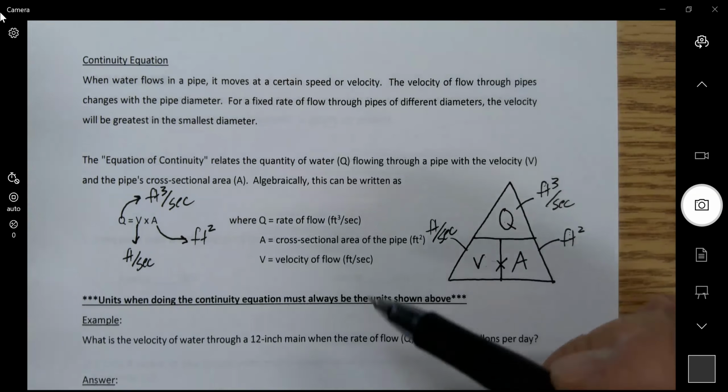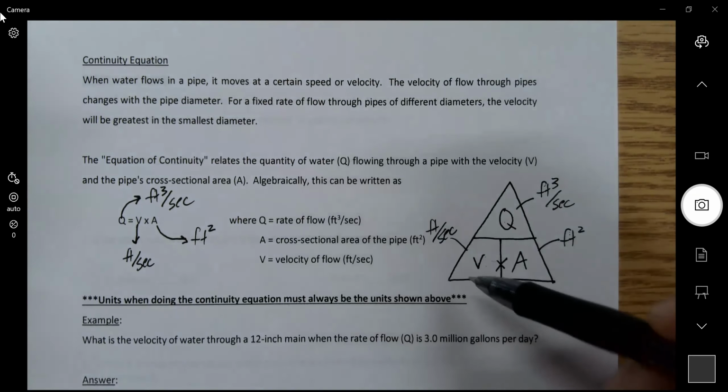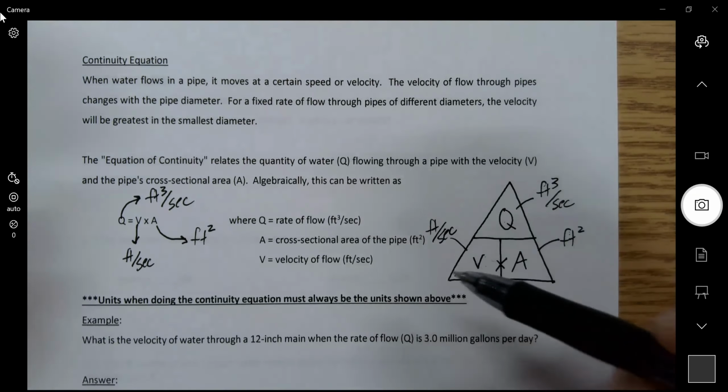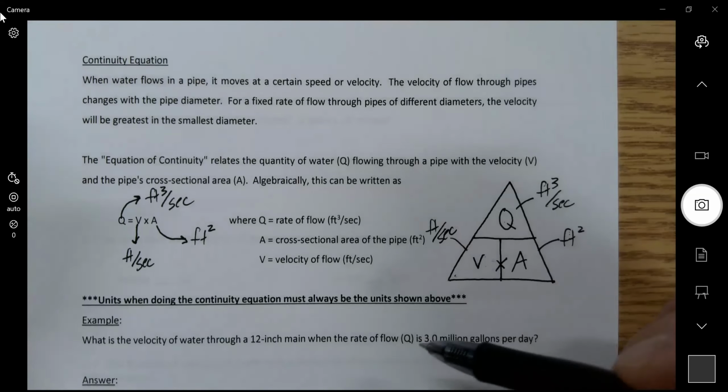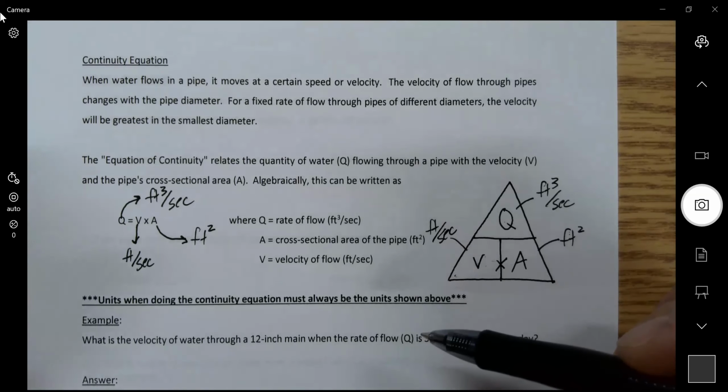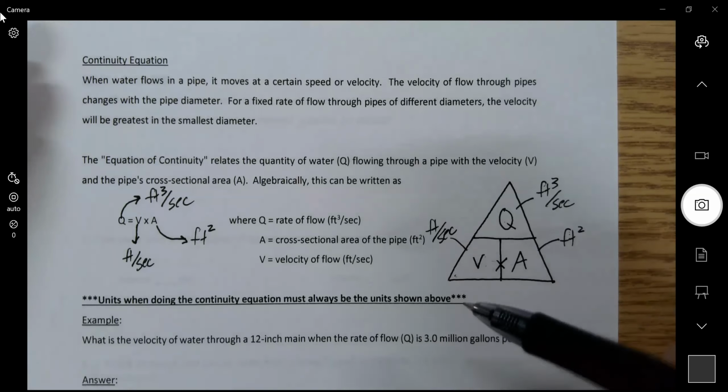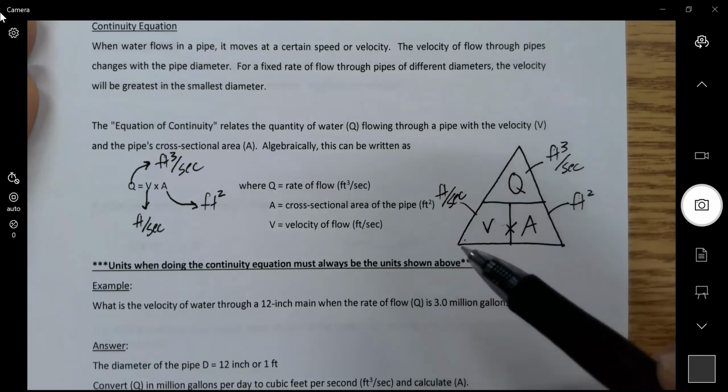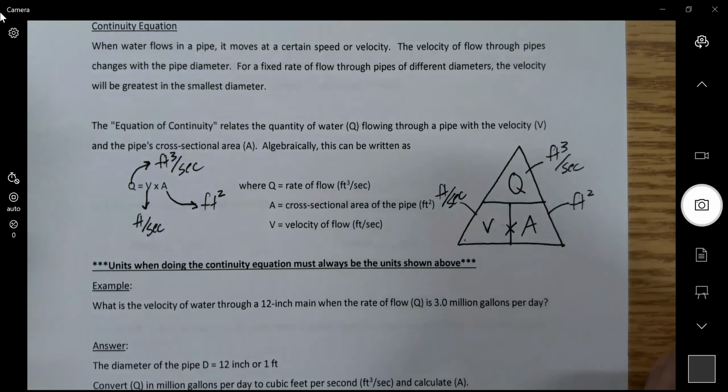And how does it work, okay? The units must match. That is the most important thing. Importantness isn't even a word, but I made it up. It's a good word. The most important thing is to make sure that the units match, okay?